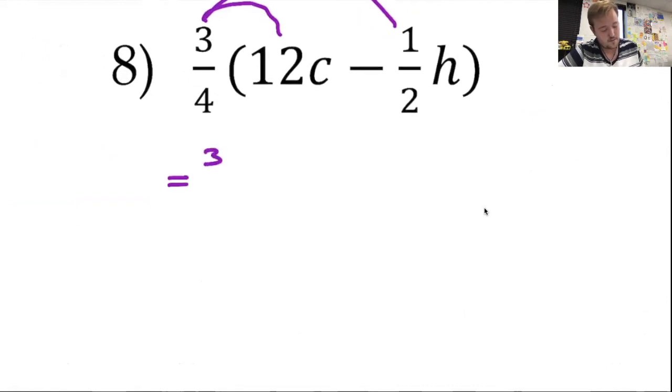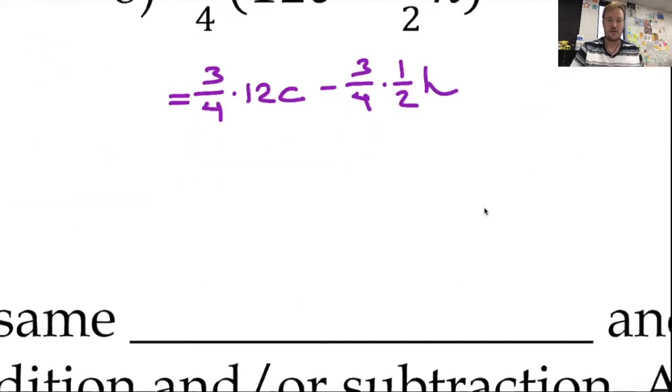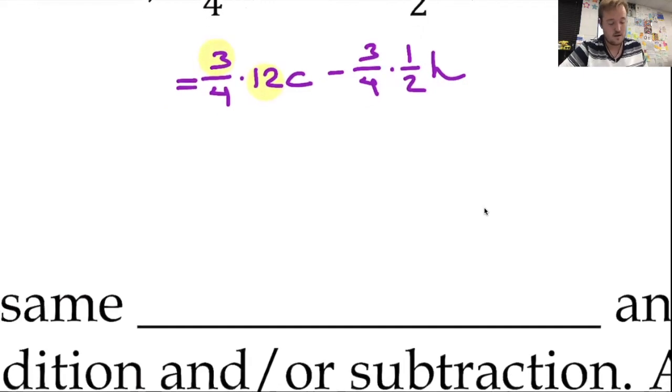So I'm going to write it out step by step. So 3/4 times 12c minus 3/4 times 1/2 times h. All right, so whenever you're dealing with these fractions and whole numbers, what you want to do here is multiply the numerator times the whole number on the side. So 3 times 12 gives you 36 over 4c. And now I want to multiply 3/4 times 1/2.